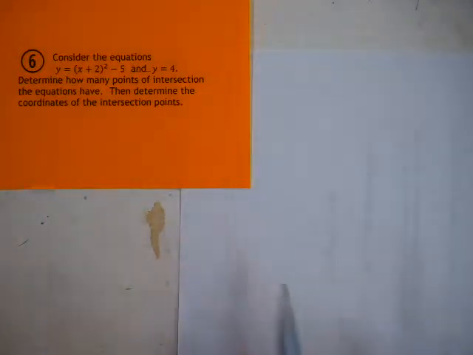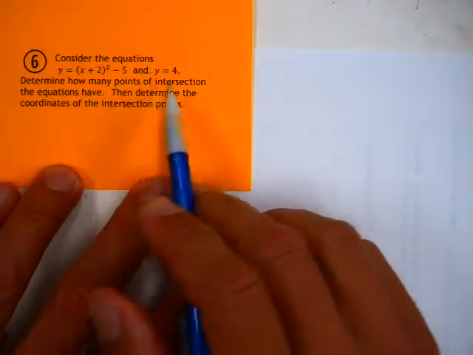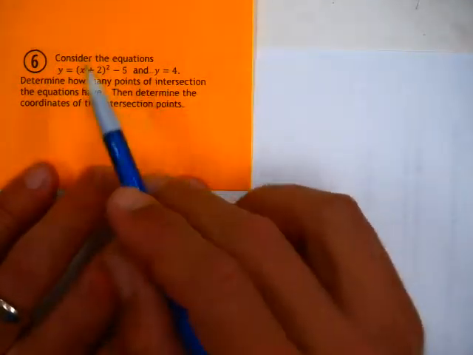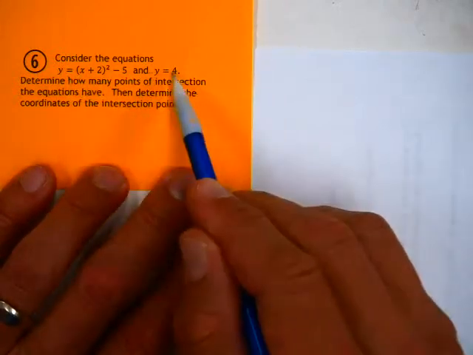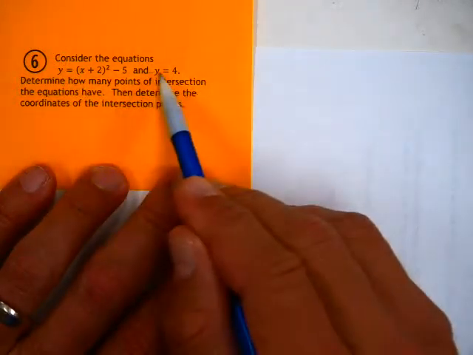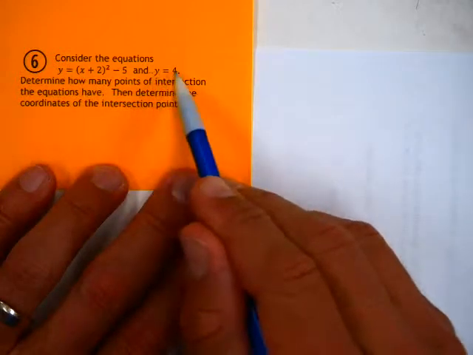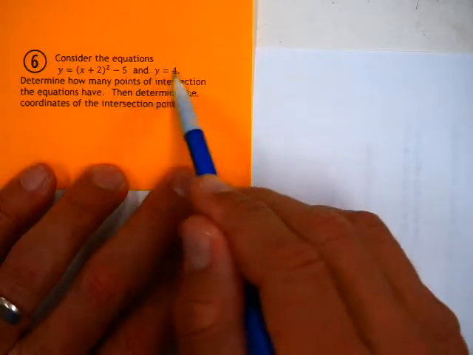With this one here, there are a couple of different ways you can approach this. First of all, it's saying, considering these two equations, determine how many points of intersection they have. Well, if you want to find out where they cross, you want to say that y equals this, y equals that. You can substitute 4 in place of y.